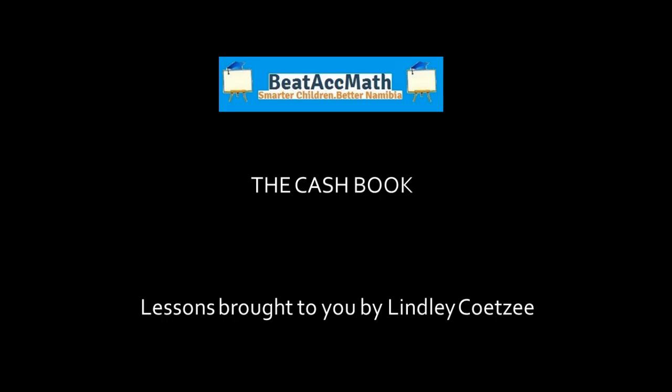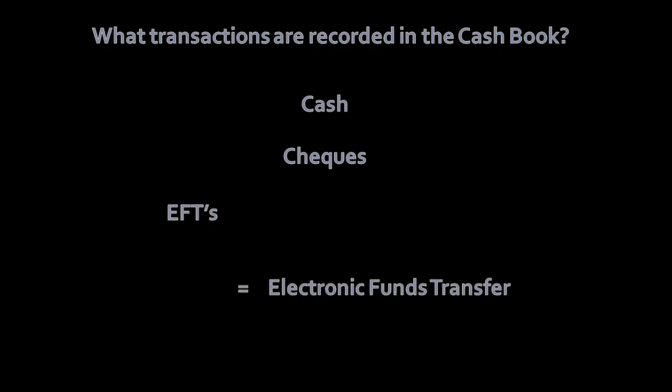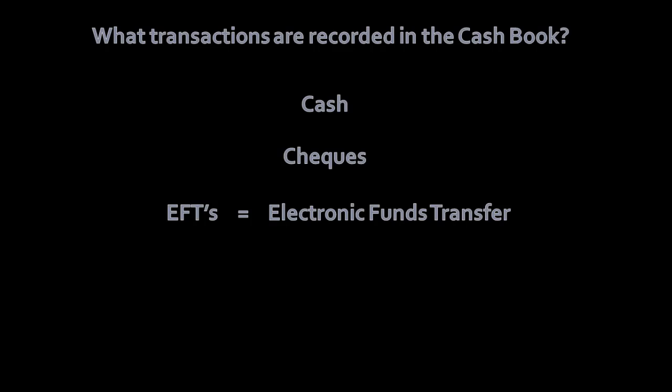Before we do the cash book, we need to know what transactions are recorded in the cash book. Well, firstly there's cash. These are physical notes and coins, the type which you carry in your wallet. Then there's checks. Then there's EFTs. EFTs stand for electronic fund transfers. This is when you transfer money from one bank account to another bank account using the internet, which can be done from a computer or a laptop. And then you also get credit card payments.